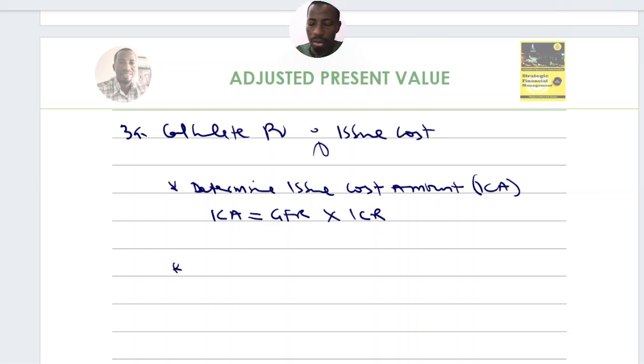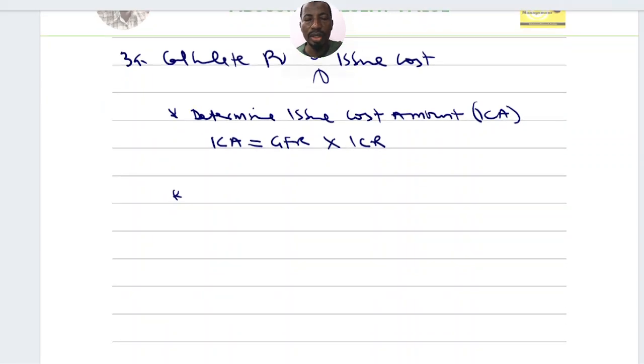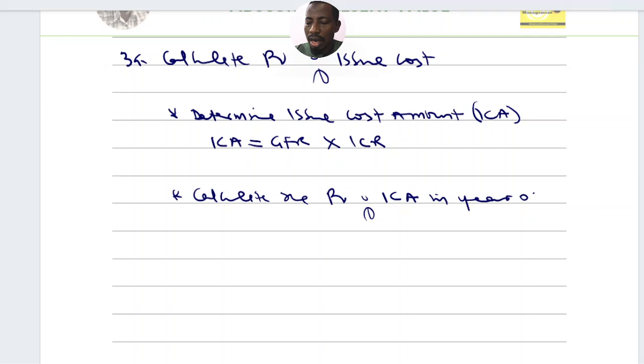Then step two of this is to compute the present value of issue cost. Okay, calculate the present value of issue cost. Let me write this. Present value of issue cost amount in year zero. How do you do this?